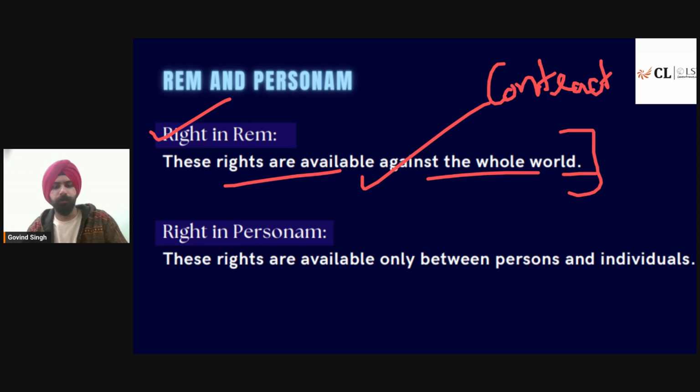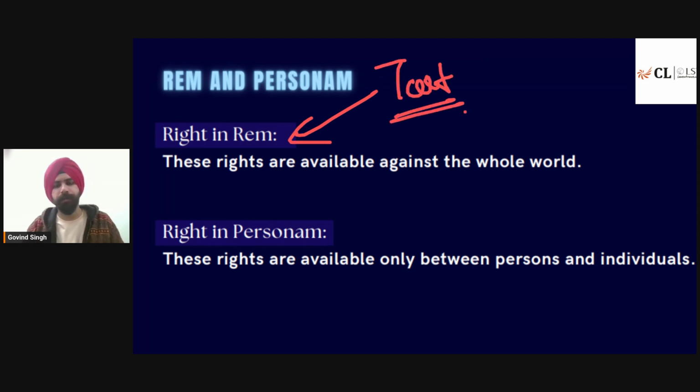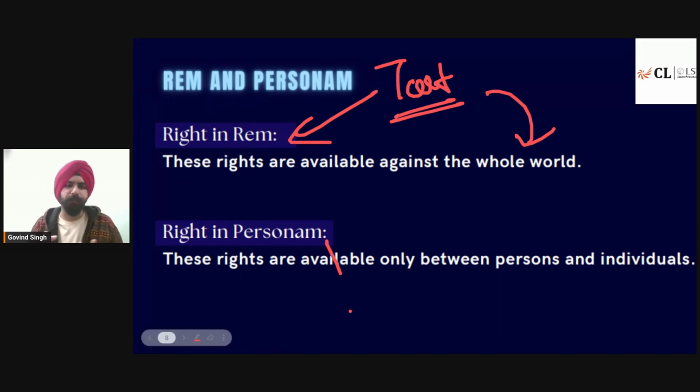So I think you might have gotten a hint that torts arise out of what type of rights. Arise out of rights which are right in rem. That means right against the whole world. Right in personam are more private in nature between two individuals or two or more individuals or persons. Okay? So that is what right in rem and right in personam means.